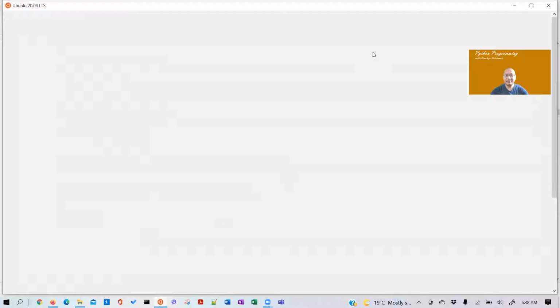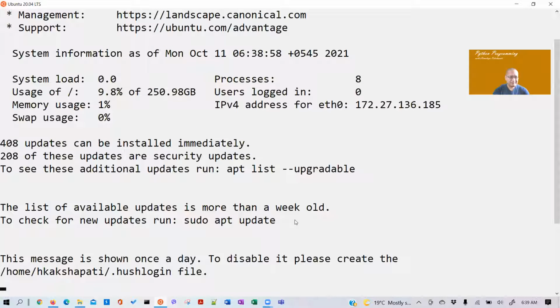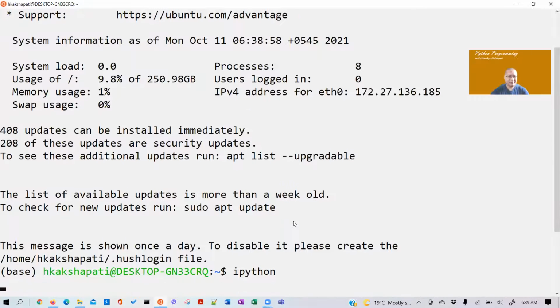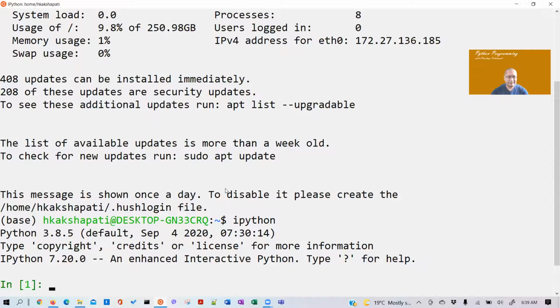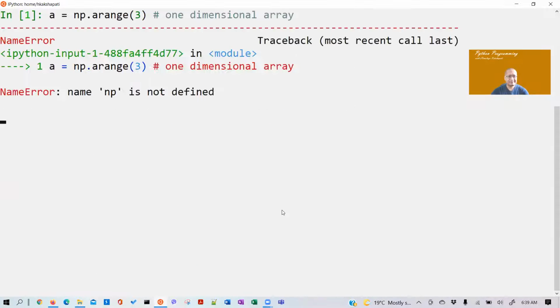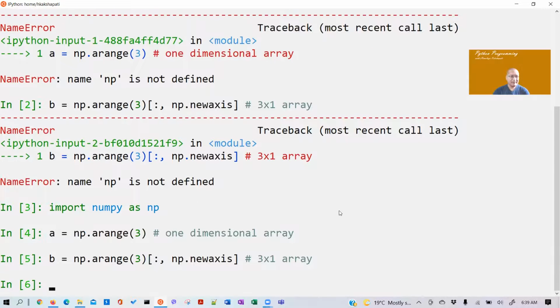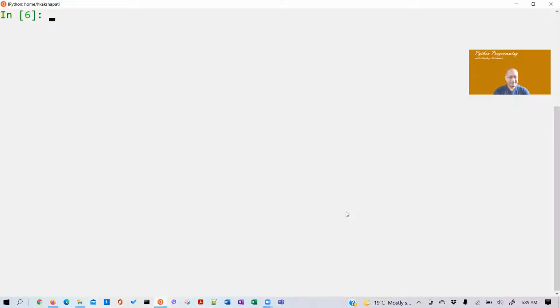I'll show you this example first. Then let's see. Let me just copy and paste it. Paste it. Okay, so now when I do that, let me show you the coding.